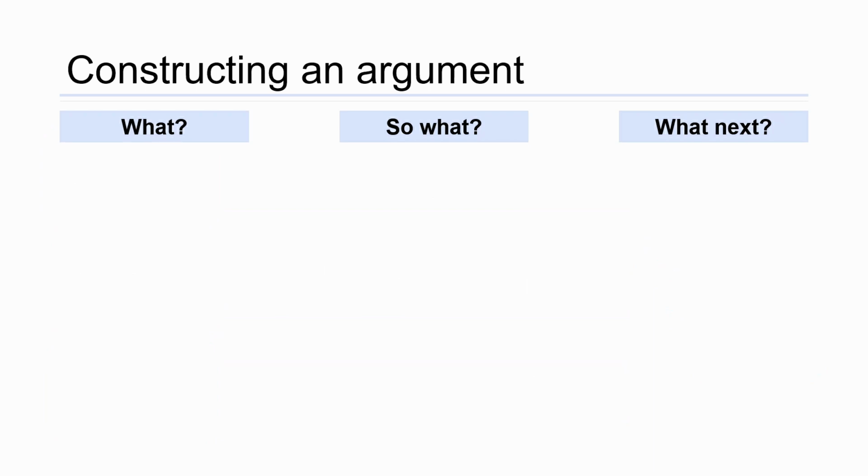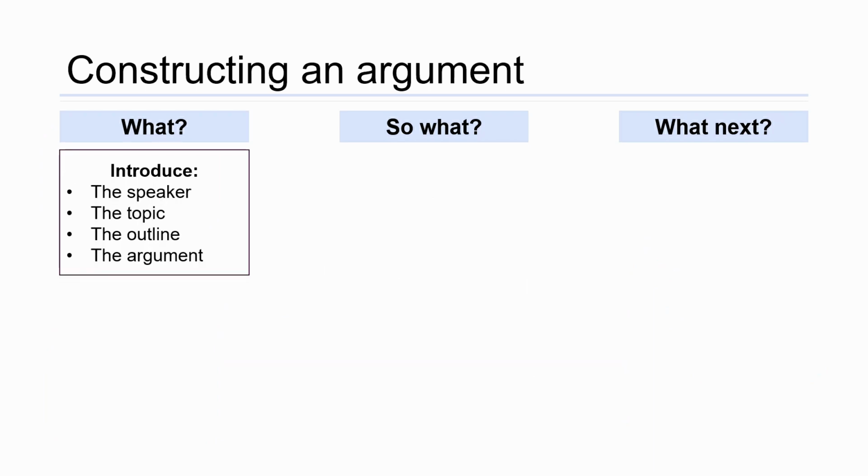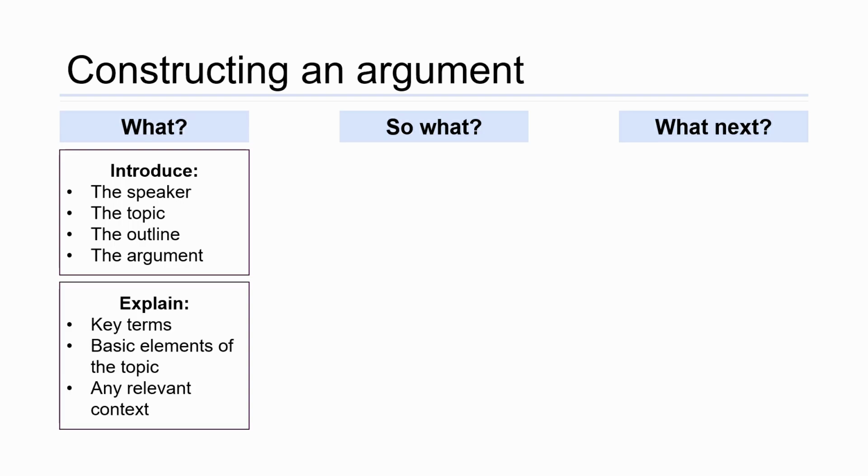Now, constructing your argument. So you have to start off with what, and this can be what you have to introduce. So you're obviously going to introduce yourself, the speaker, the topic, maybe the outline of the presentation, and you might also introduce your argument here as well. You may need to explain the key terms if there is any complex terminology that you have to use within your presentation. You're also going to look at the basic elements of the topic and then any relevant contextual information around this as well.